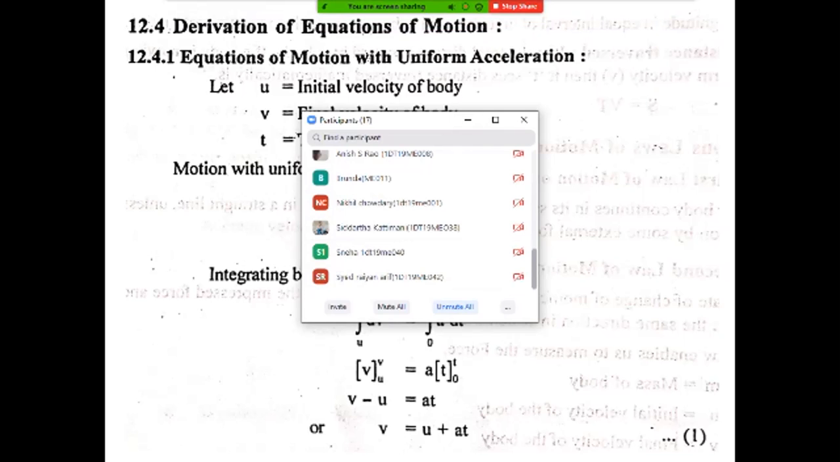Equations of motion you already learnt in your PUC, right? This is repetition. This equation 1 you have to remember. Now we will move on further.